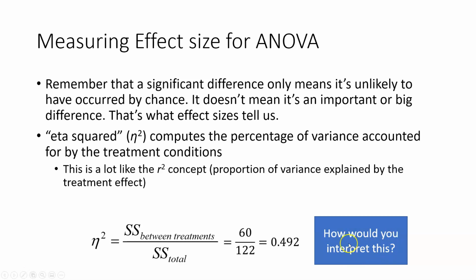Hopefully you would remember that when interpreting an r squared, we would say 49% of the variability in people's test scores after they studied in these different ways can be attributed to the particular way in which they studied. We interpret the eta squared in the same way. So we'd say 49% of the variability in these students' test scores can be attributed to their treatment condition, or to the type of study condition that they were placed in.